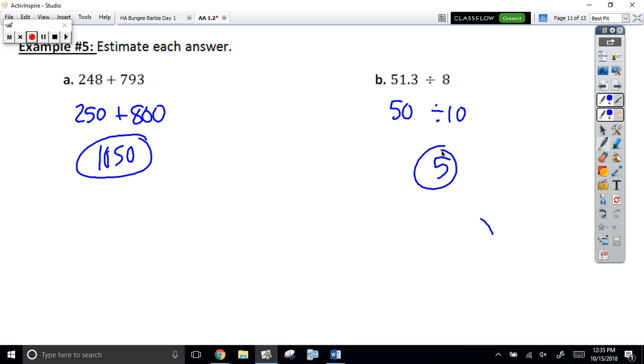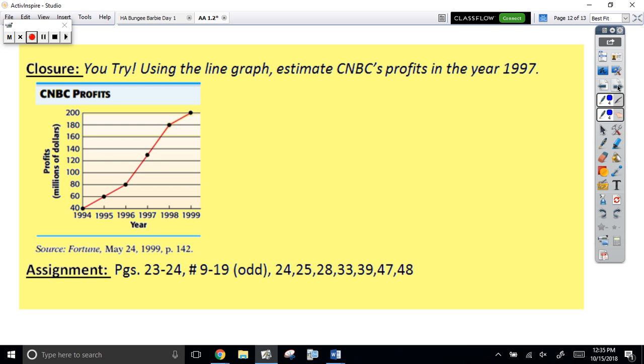Okay, see if you can try the closure. We are using the line graph this time, which is a mathematical model to estimate CNBC's profit in the year 1997. How much money do we think they made in the year 1997? Here? Yes, 130 million.